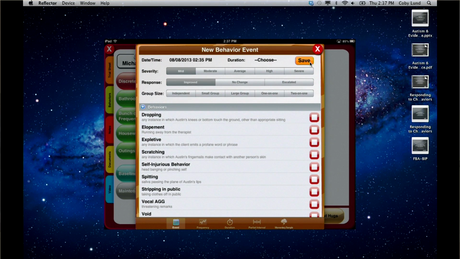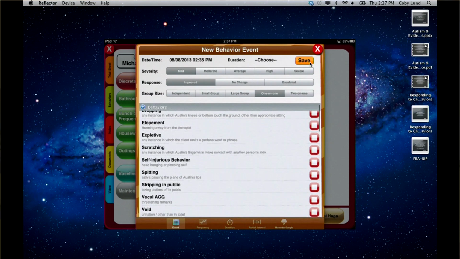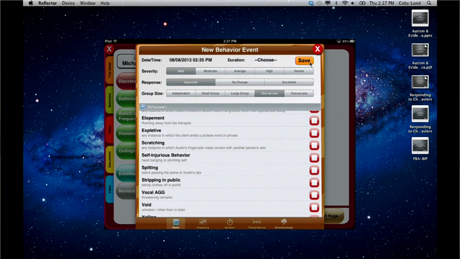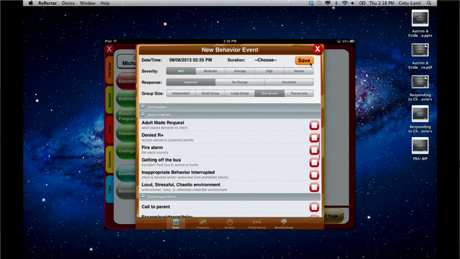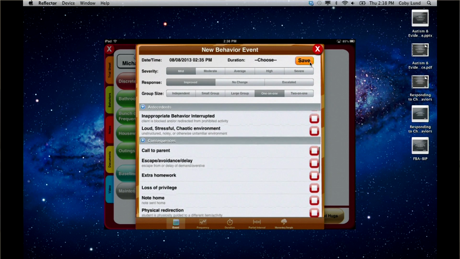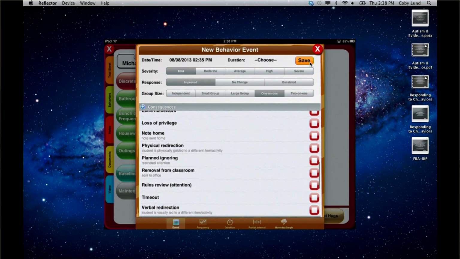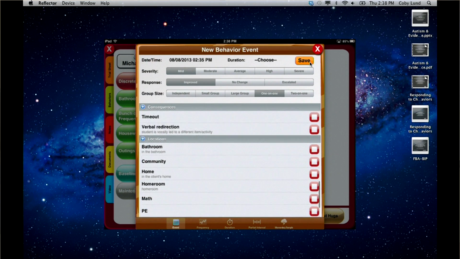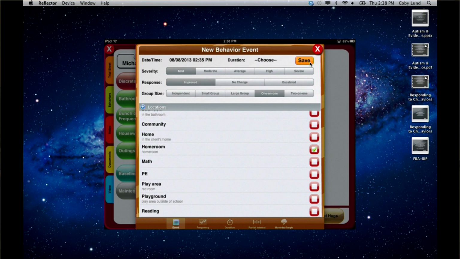Was this in a group, an independent activity, one-on-one? And I'll put one-on-one. And then there are a number of behaviors that, again, I've identified ahead of time. I can add behaviors if I need to, but of course the notion is I don't want to spend a lot of time doing that. So maybe this included self-injury and spitting. And these were a result of me making a request. And as a result of this behavior, the student was, say, removed from the classroom. And this happened in homeroom. And then I save it.